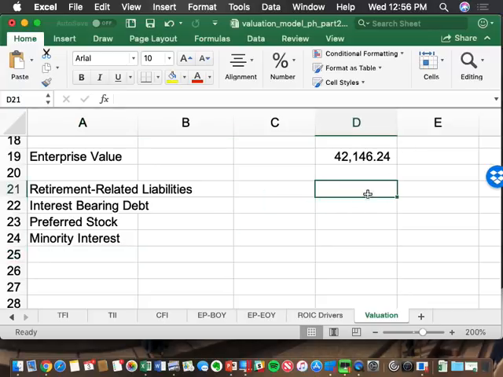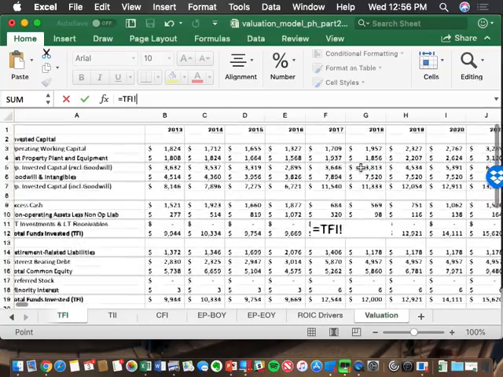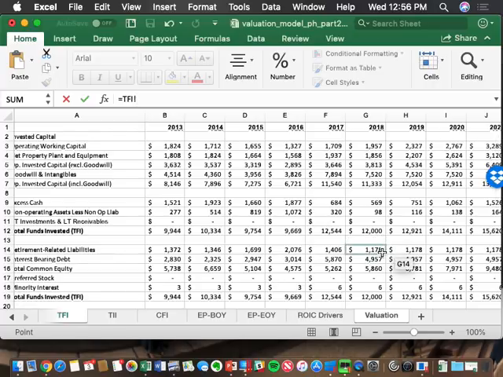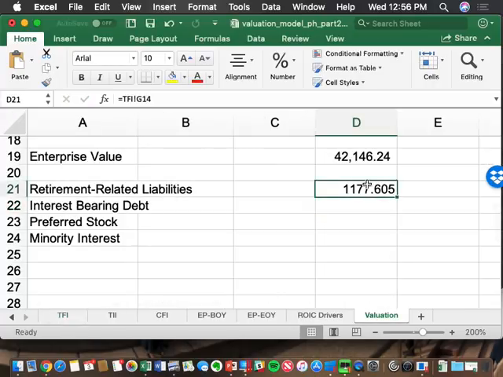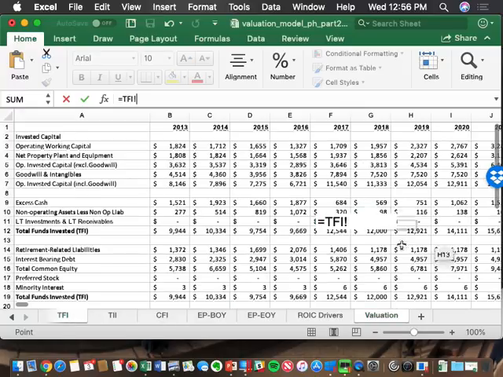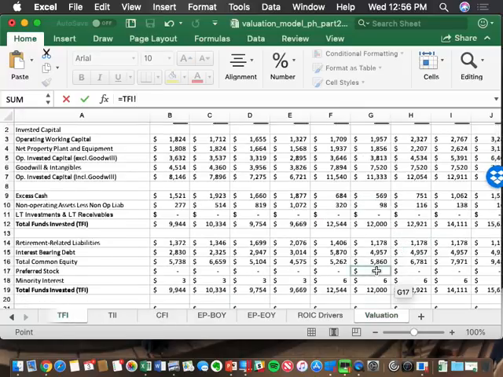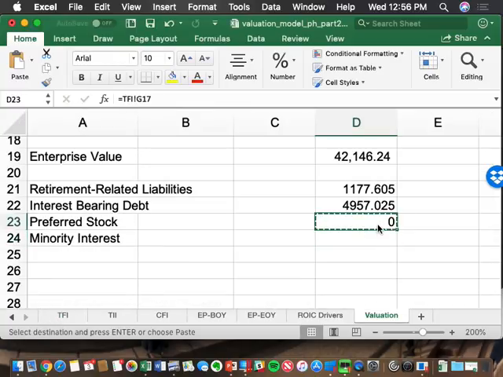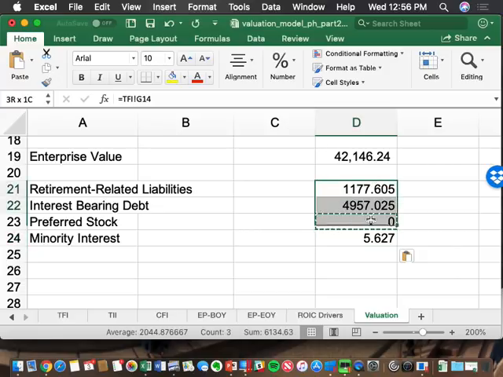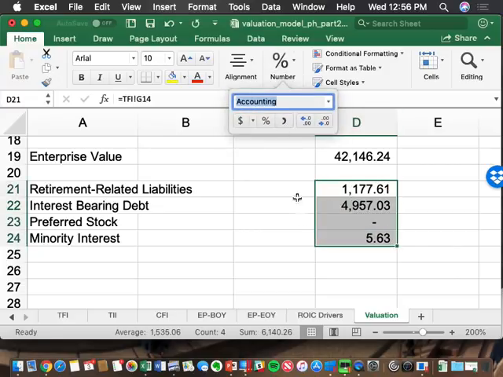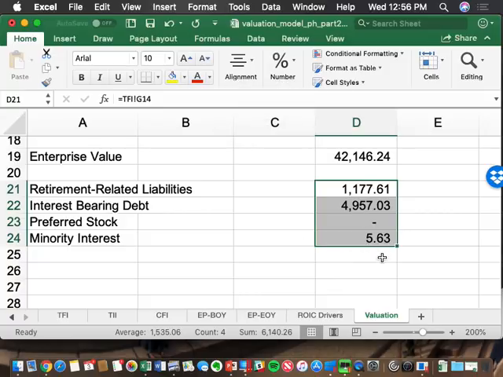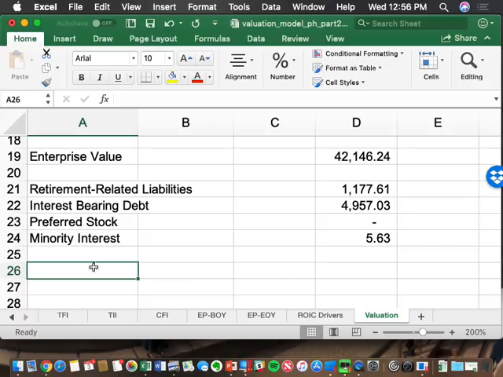So what do we owe the retirement-related liabilities as of today? Well, again, off the TFI, last reported year is 2018. So for D21 equals TFI, 2018 is column G, so G14. G15 is interest-bearing debt. Off of TFI, G17 is preferred stock, and G18 is minority interest. So, and I'll make these all 2 decimal places, but nonetheless, these are the 4 stakeholders that have to be paid off to get to common equity value.